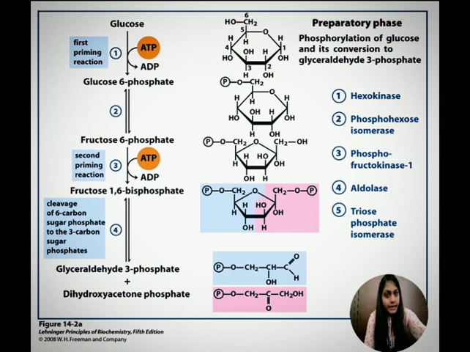In the second step, glucose 6-phosphate is isomerized to fructose 6-phosphate, and in the third step, fructose 6-phosphate is converted to fructose 1,6-bisphosphate. In the fourth step, fructose 1,6-bisphosphate is split into 2 3-carbon molecules. One is glyceraldehyde 3-phosphate and the other is DHAP, that is dihydroxyacetone phosphate. We'll discuss each step with the enzyme being used and the cofactors, right?